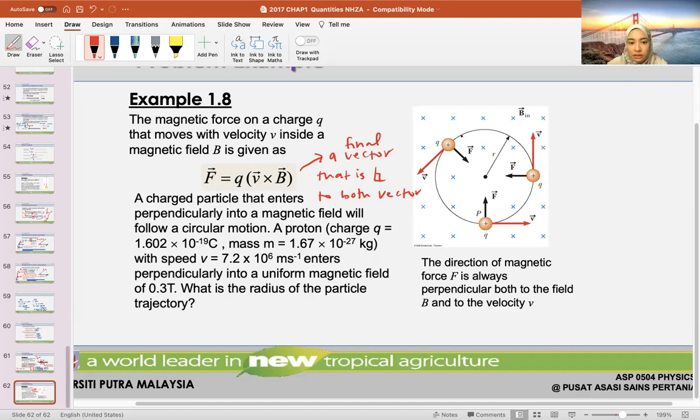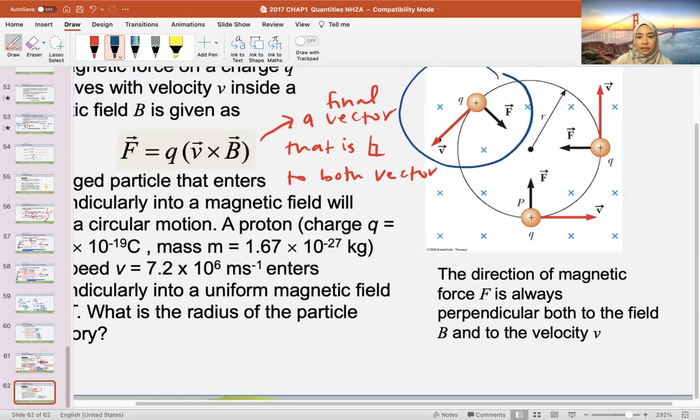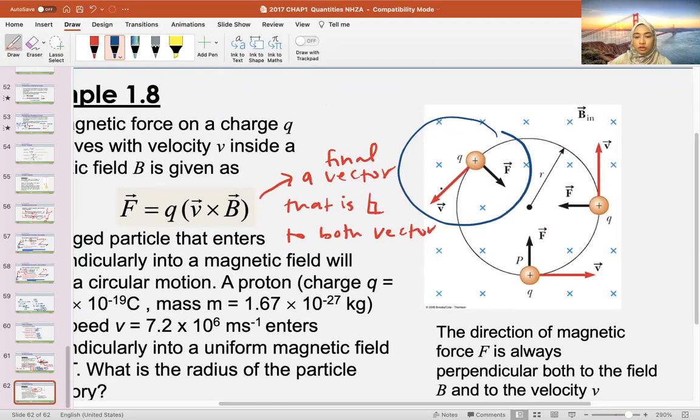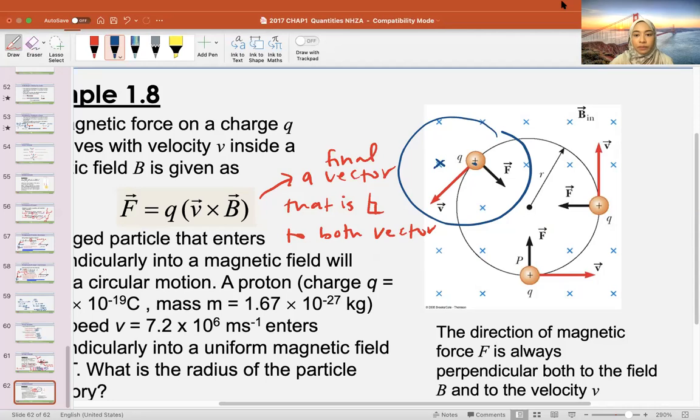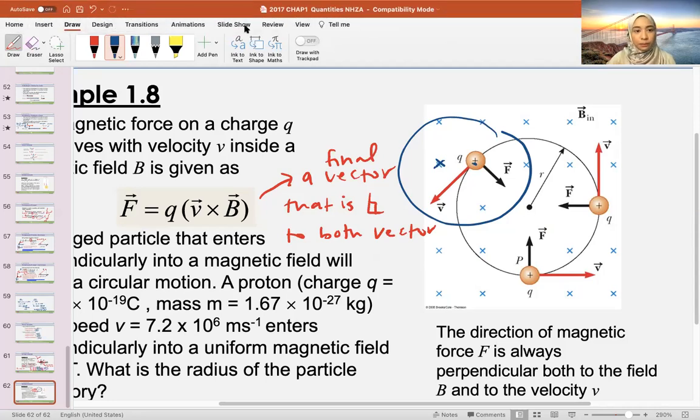So let's take a look at this. We're not talking about F yet. B is, let's take a look at this guy over here. Tengok kat sini. So my V is going this way and my B is going into the page. This is the sign X. Into the page. So what does into the page mean? Oh, saya tinggal 10 minit je. I'll make this quick. What does into the page mean?